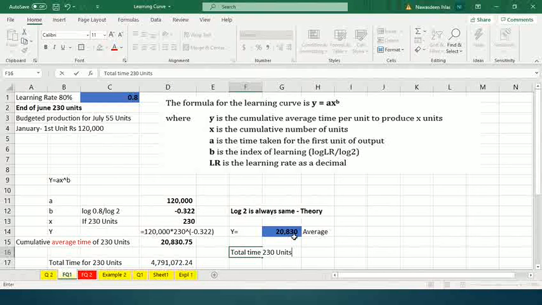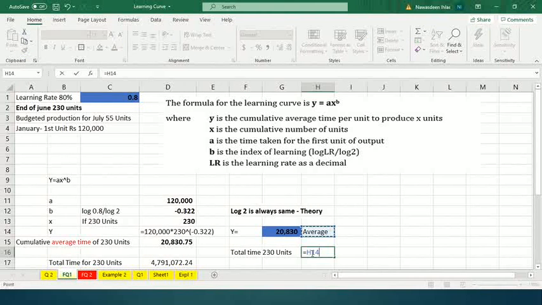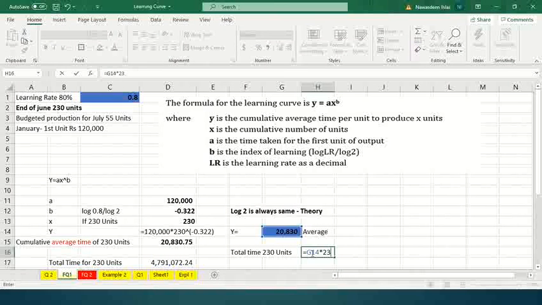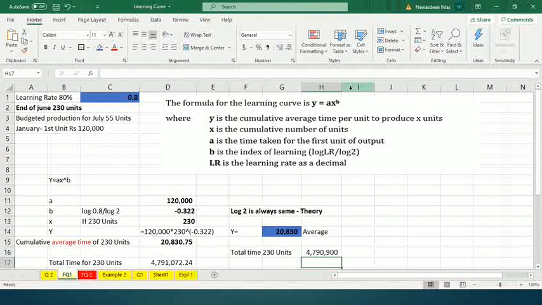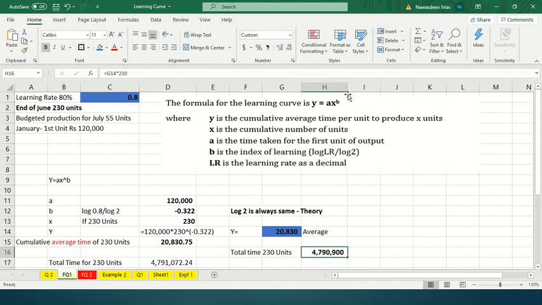එතකොට ඒකක 230ක් හදන්න යන සමස්ත කාලය නැත්නම් මුළු කාලය බලන්නේ කොහොමද? Per unit time multiplied by output. එකකට යන කාලය වැඩි කරනවා මුළු කියන්නේ minimum ප්‍රමාණය. So we can find this will be the total time or cost. So in this question they have given the cost.